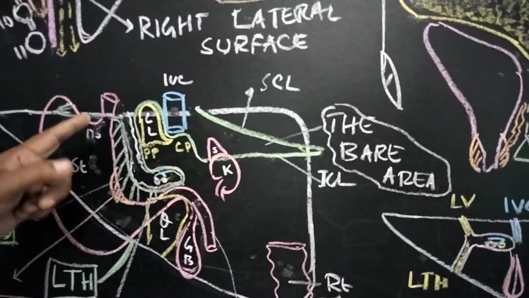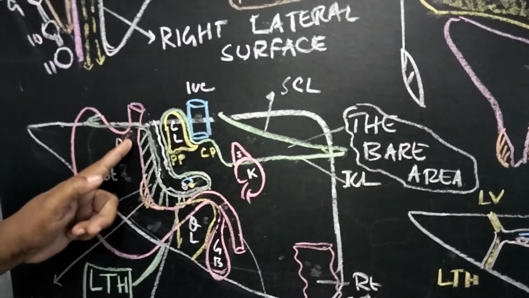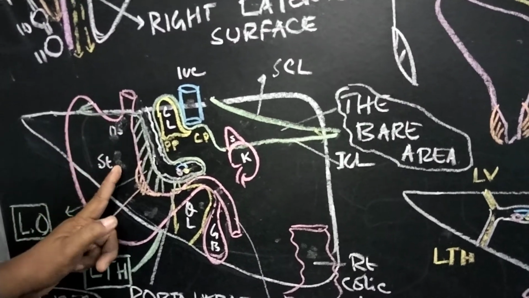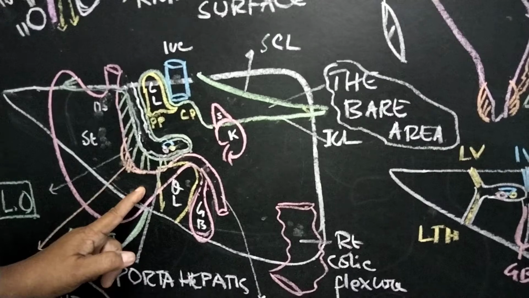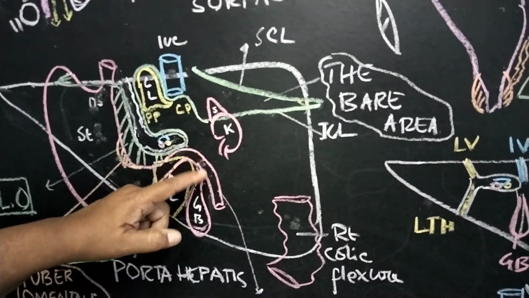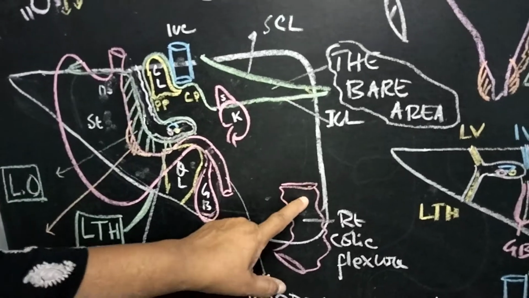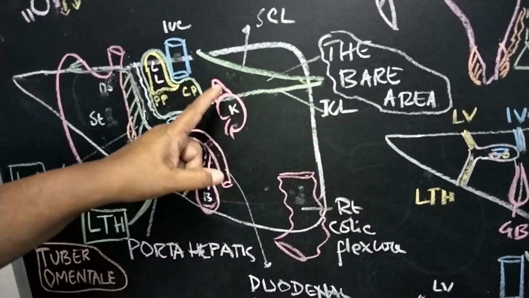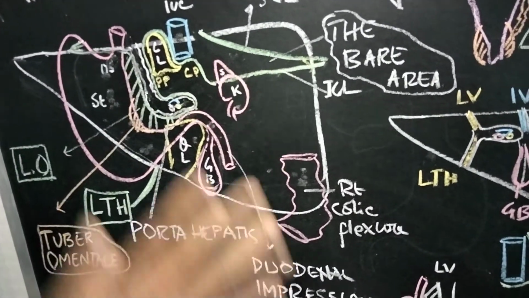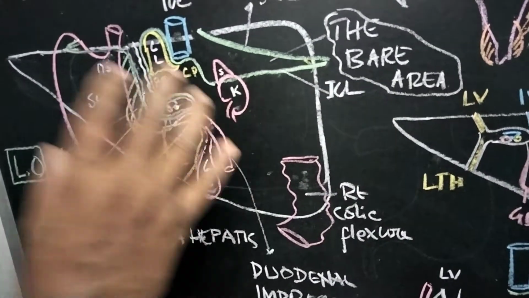Now, let us see again. This is the esophagus, gastroesophageal junction, the esophageal surface, gastric area, pyloric area, then the duodenal area, first part of the duodenum. Then this is the fossa for the gallbladder, this is the colic area, this is the renal area, this is the suprarenal area. So, this surface is having the viscera coming in contact.